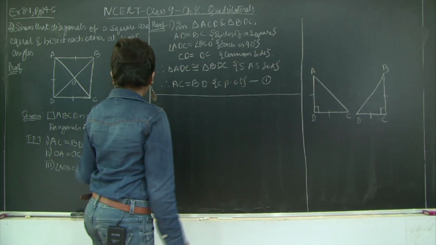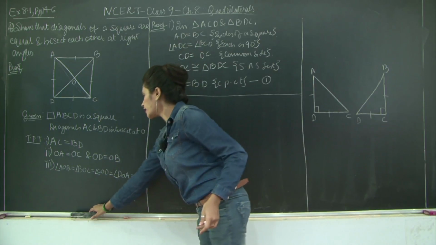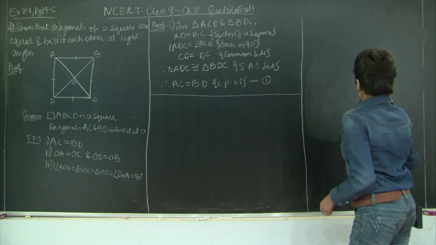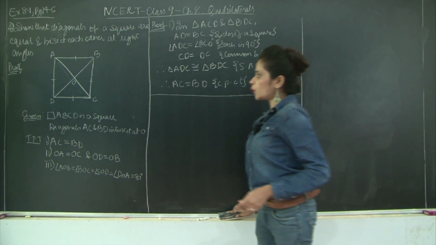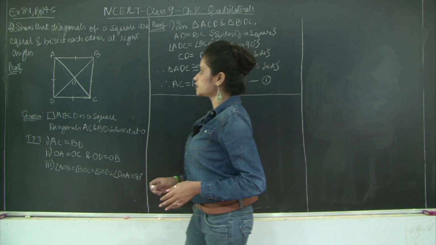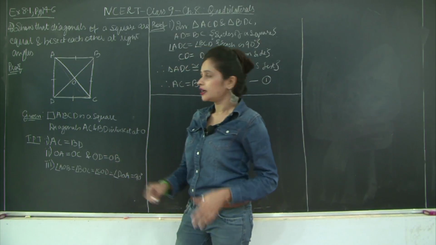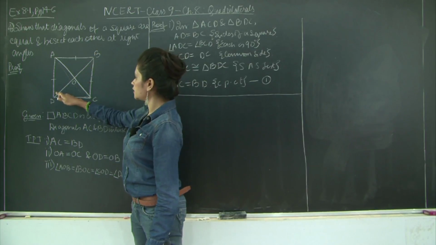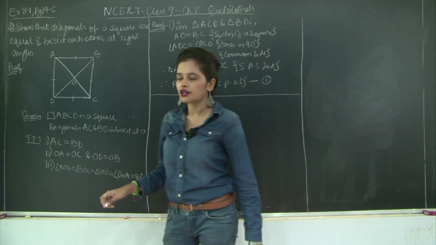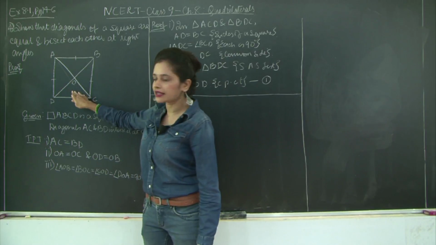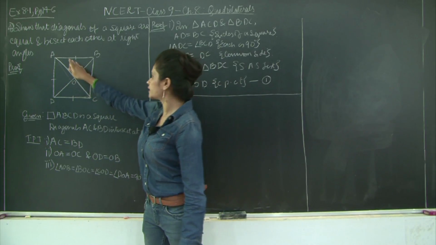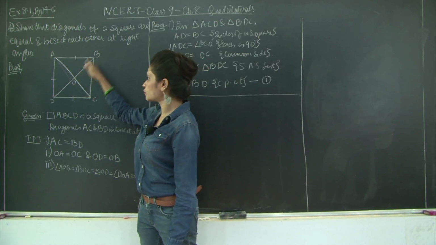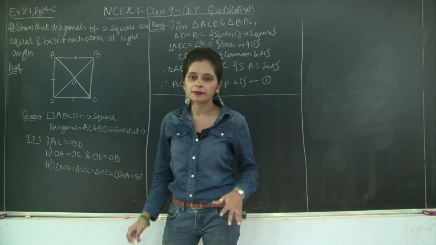Let us see now the second part that we need to prove. I need to prove that OA is equal to OC and OD is equal to OB. So how do we prove that OA is equal to OC and OD is equal to OB? If you consider these two triangles here, AOB and ODC, if you prove these two triangles congruent, then you can prove that OA is equal to OC by corresponding parts of congruent triangles and OB is equal to OD by corresponding parts of congruent triangles.